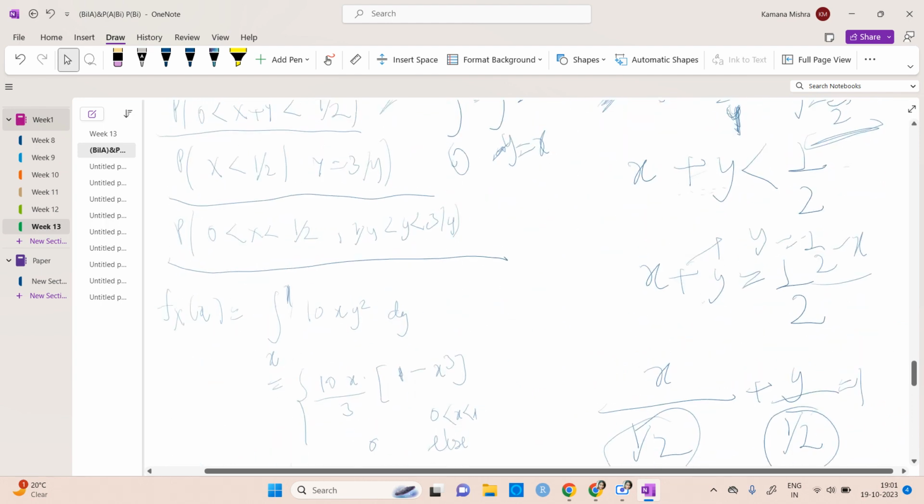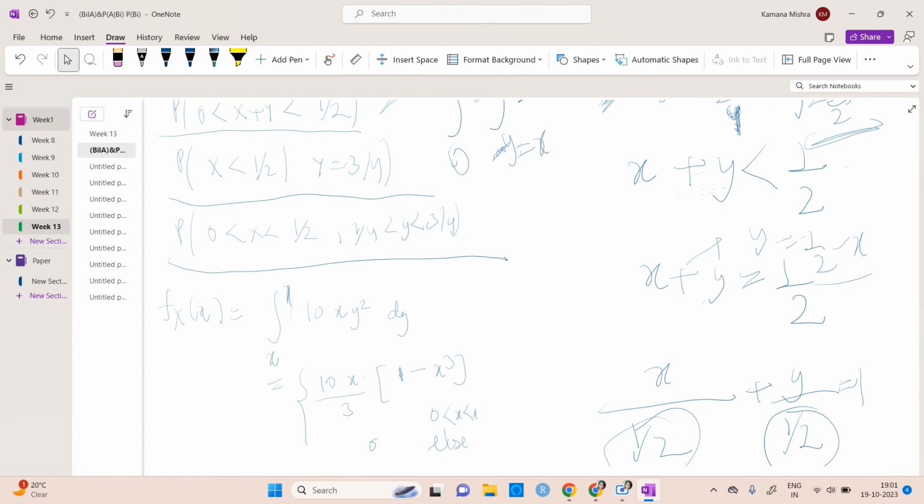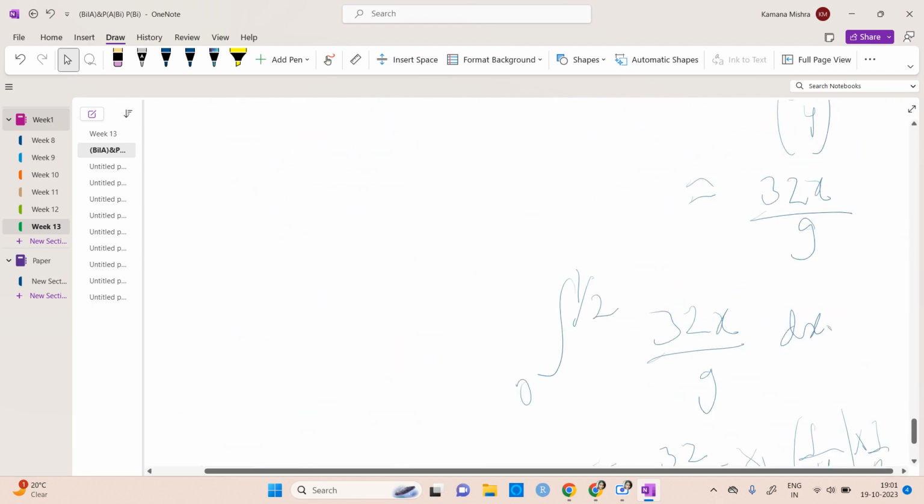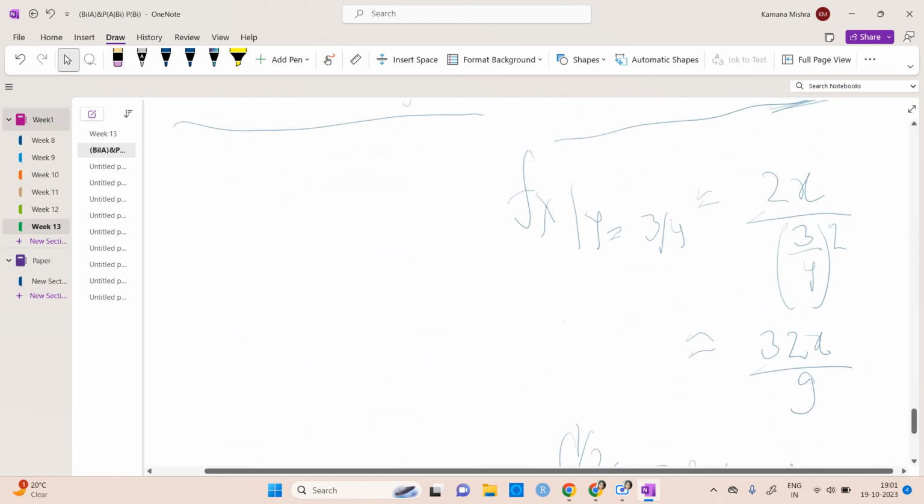Okay, I think. And then last we have this question: x is in between 0 to half and y is in between 1 by 4 to 3 by 4. So now again we need to find the area, right?